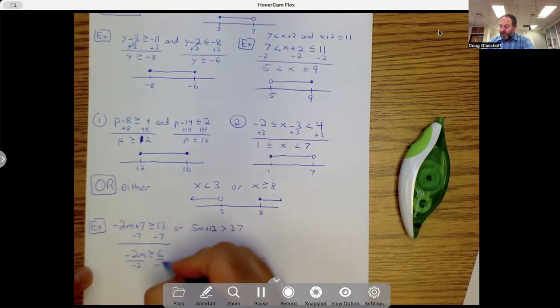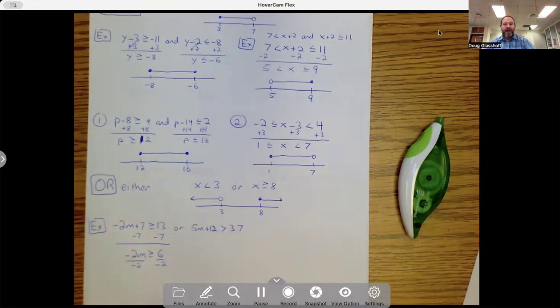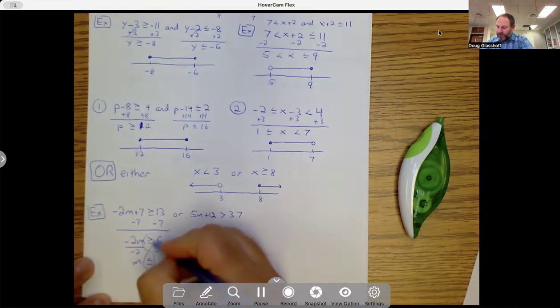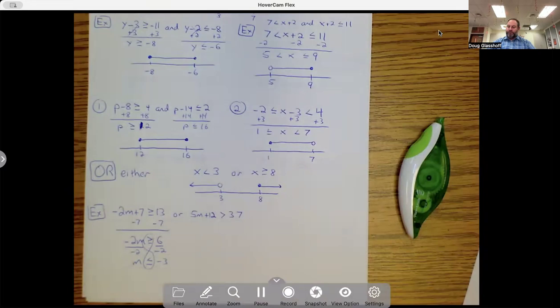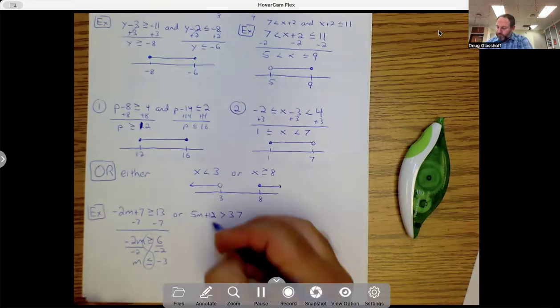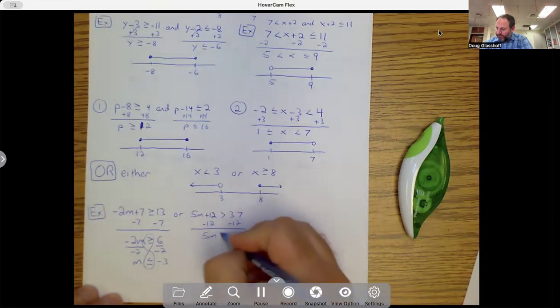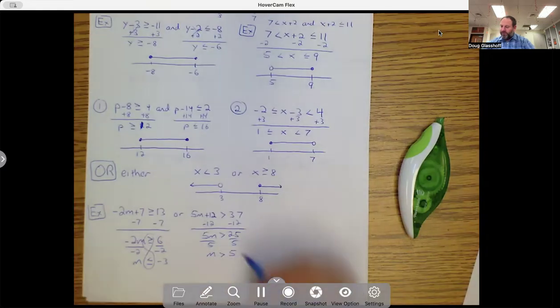Now remember, we're still working with inequalities. Since we're dividing by a negative 2, we have to switch the inequality. So it's going to go from greater than or equal to, to less than or equal to, and we get negative 3. All right. Over here, I'm going to subtract 12 from both sides. That leaves me 5m is greater than or equal to 25. Then I'll divide both sides by 5, and I get m is greater than 5.